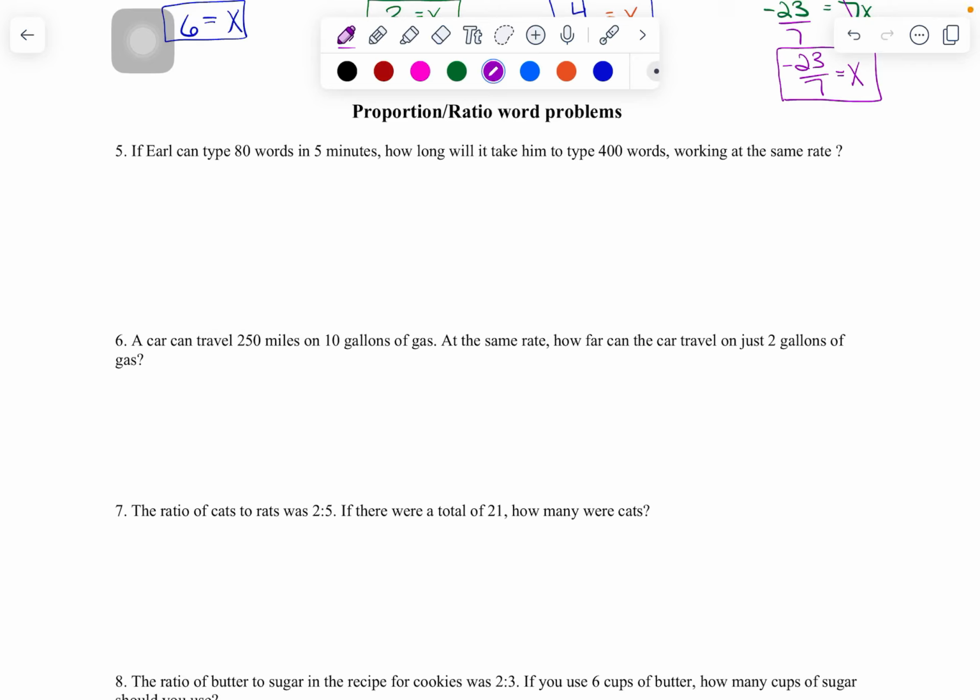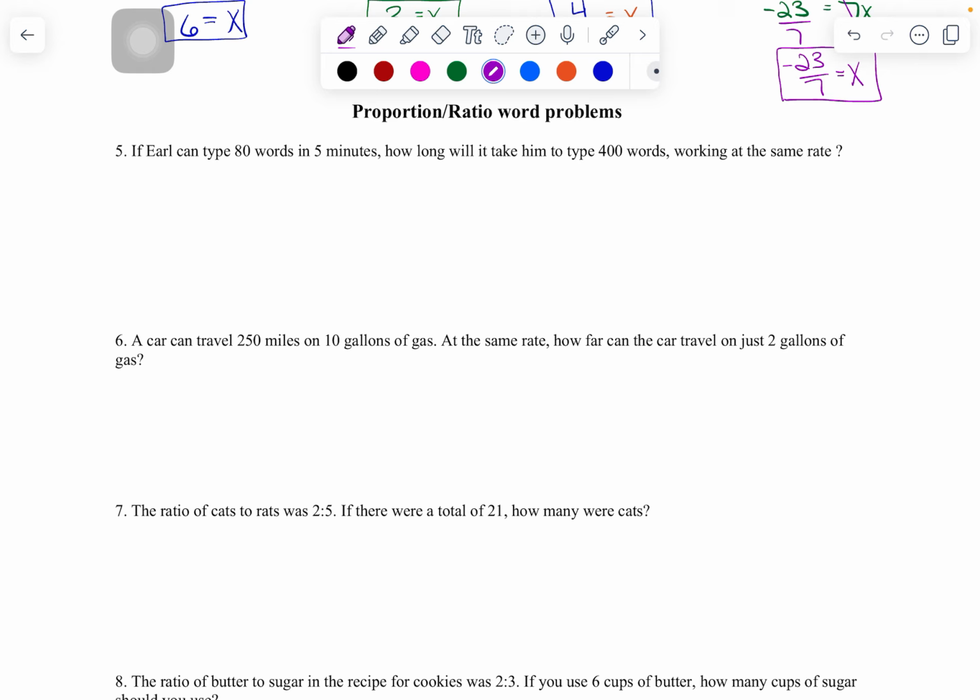All right, this is going to be the second video for notes. What notes am I on? Notes 8. We're going to continue working on proportions, but here's the deal. This time they're in word problem form, so you are going to have to create the proportion to then solve.